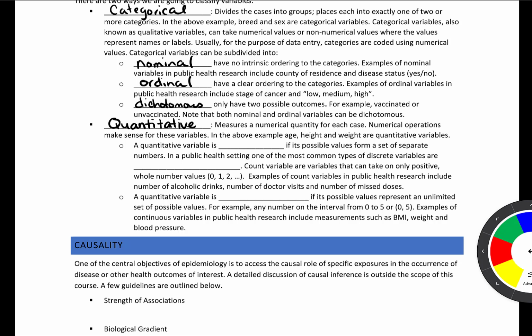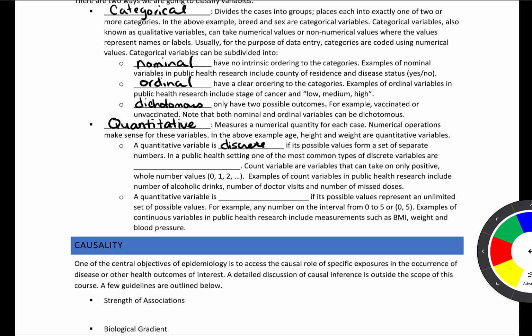So when we say quantitative, it's not only that these variables have number values, but whether it makes sense to perform numeric operations on them. So we say that a quantitative variable is discrete if its possible values form a set of separate numbers.